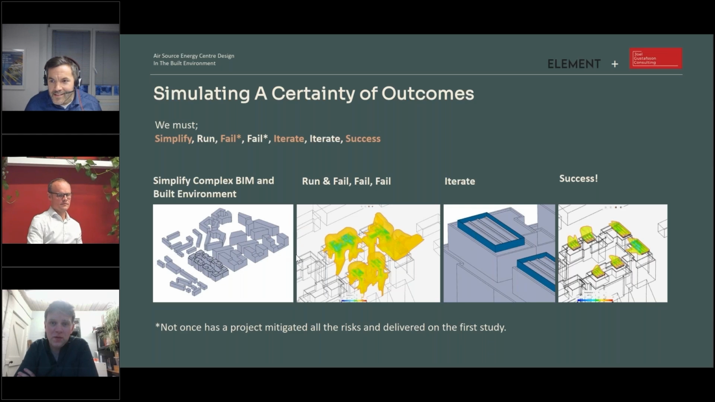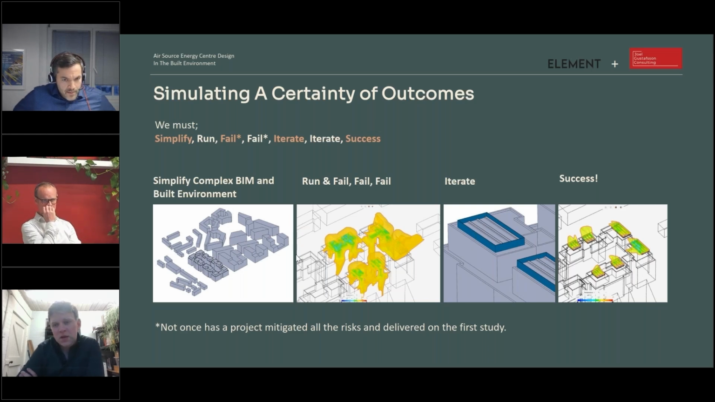I'd like to talk about the nuts and bolts when it comes to the geometric modelling and also the CFD simulations, the challenges that we face, how we go through validating and substantiating our work, and how we go about doing that. So a bit of a whistle-stop tour. What we're ultimately trying to do is simulate a certainty of outcomes.